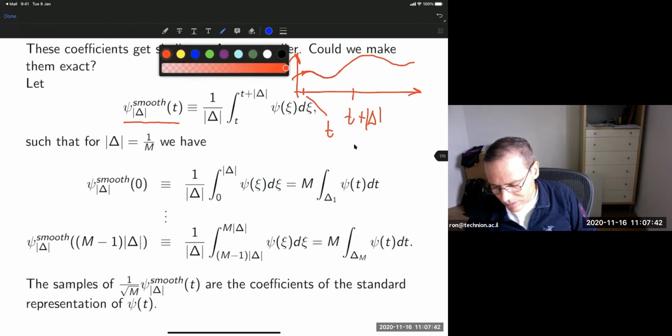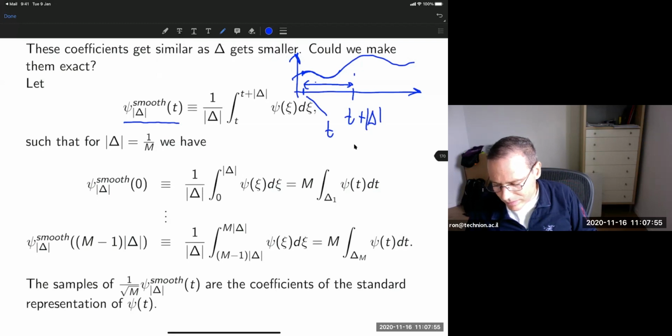Integrating over this interval, I replace this number by the average over this interval. Now I move to the nearby point and integrate over that interval, and then move to the next nearby point and integrate again. So each and every point is replaced by an integration of the function over an interval equal to delta. It's like a look ahead: I land at a point, look at all the values in this interval, and replace the value at this point by it.